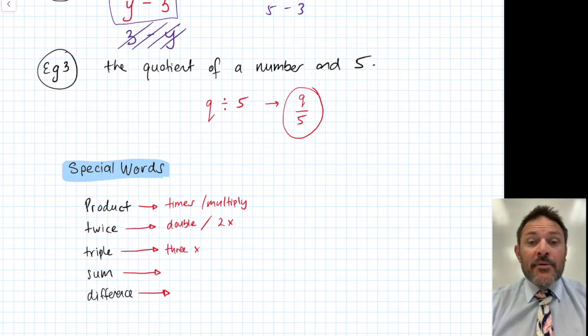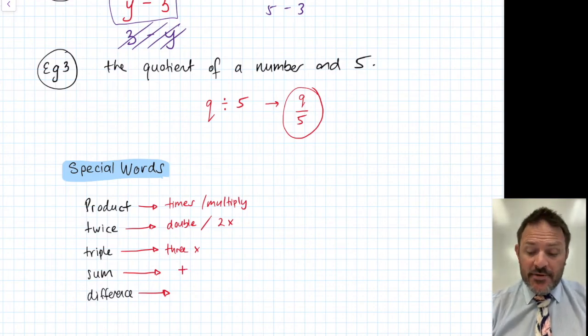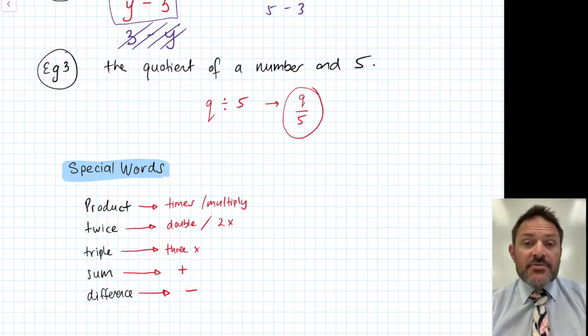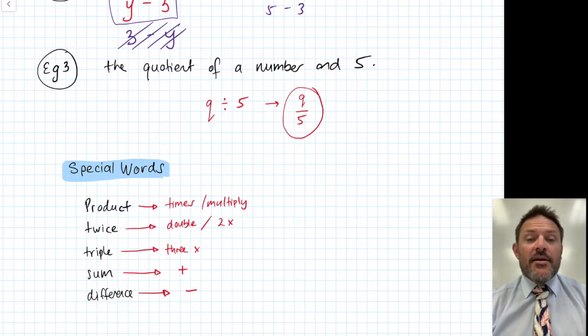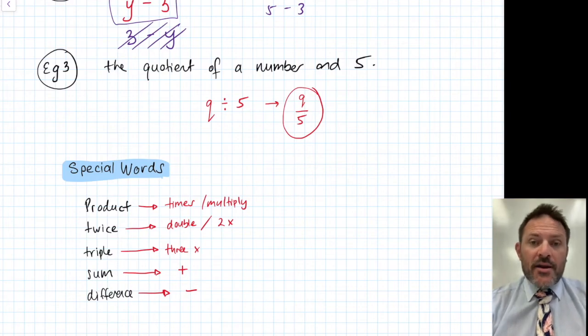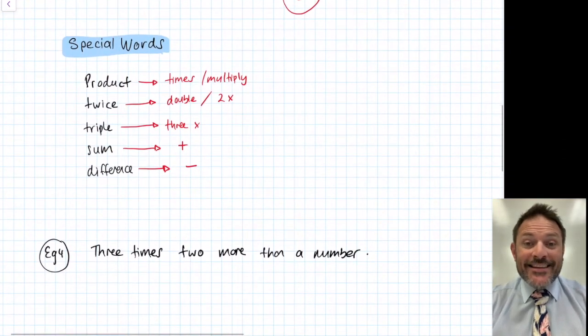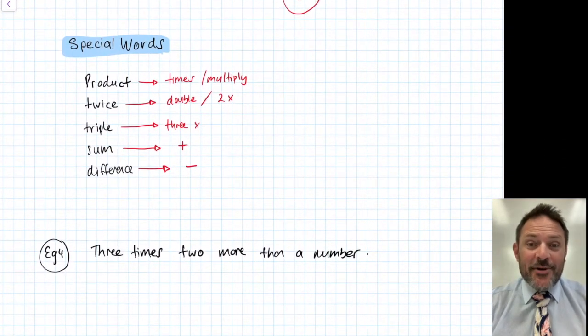What about the sum of two numbers? Well, the sum means plus. The difference of two numbers, well, that'd be subtract as well. So you can see that these are some special words that mean some type of mathematical symbols that we have to know the difference of. And then the very second last one, nearly finished. We'll try to get this under 8 minutes.